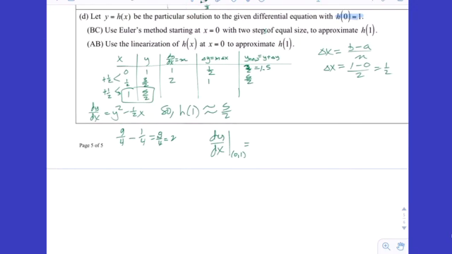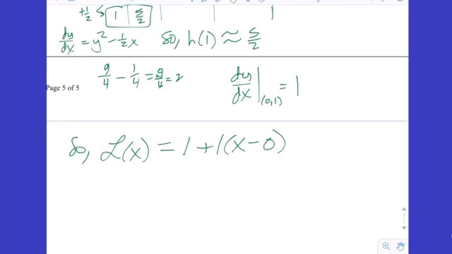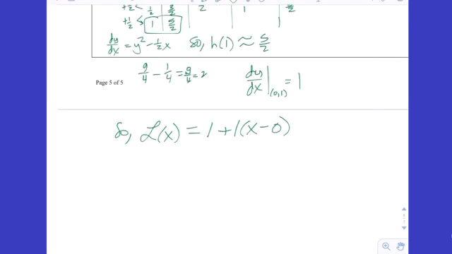So if you plug it in, you get 1 minus 0, which is 1. So L of x, the equation of the tangent line, in Taylor form, is the y value of 1 plus the slope of 1 times (x minus the x value of 0). All right? So there's the linearization. I'm going to finish the problem. Phone call can wait.